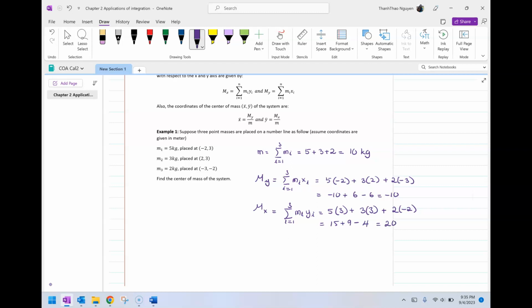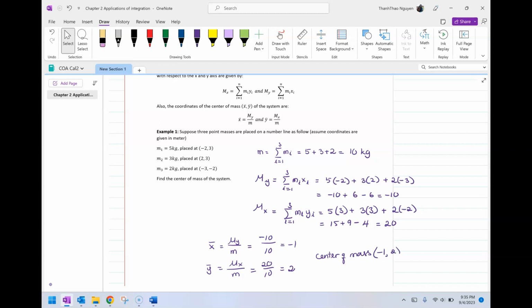So now we can find the center of mass of the system. x bar is equal to the moment with respect to y divided by m, and that is negative 10 over 10, that is negative 1. y bar is the moment with respect to x divided by m, that is 20 divided by 10, that is 2. So the center of mass is the point negative 1, 2.